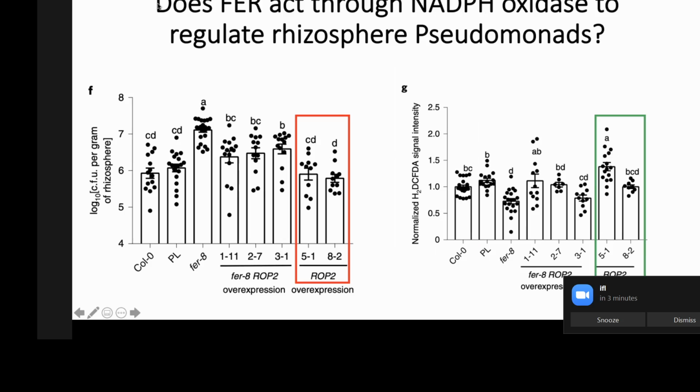Well, I think the point is that if you overexpress the downstream effector, right, then you can reverse the phenotype. You're basically bypassing the receptor. The need for the receptor, yeah.